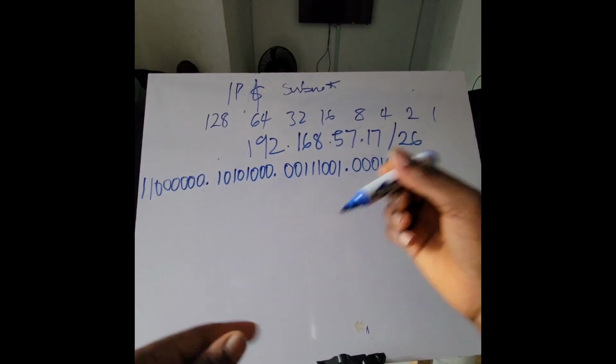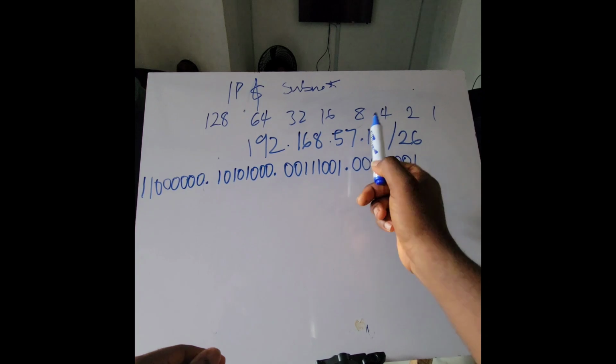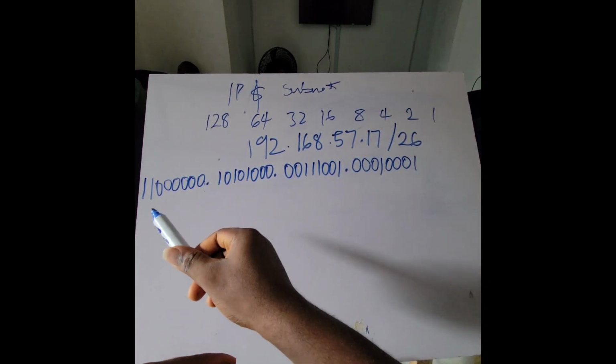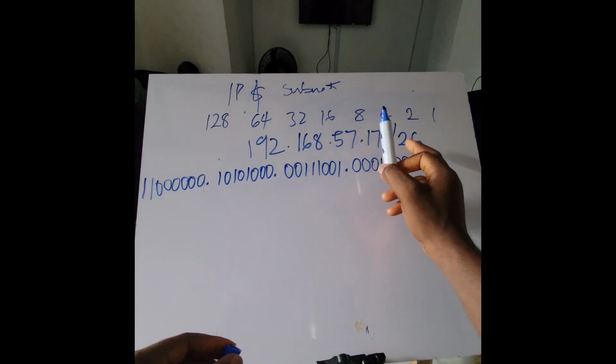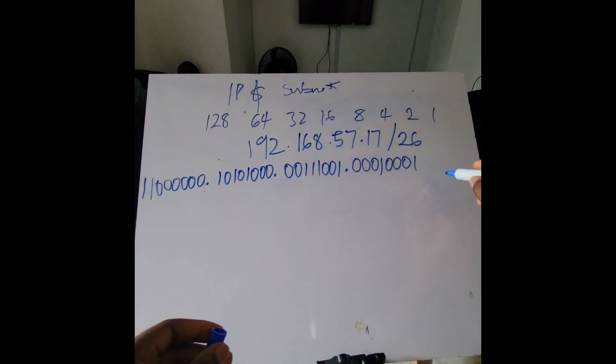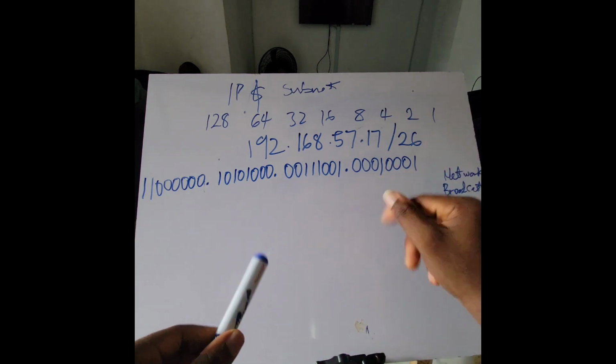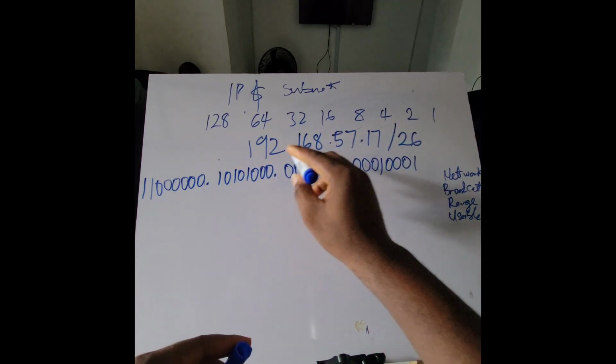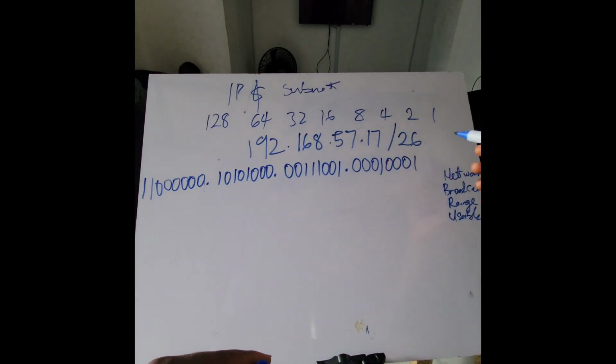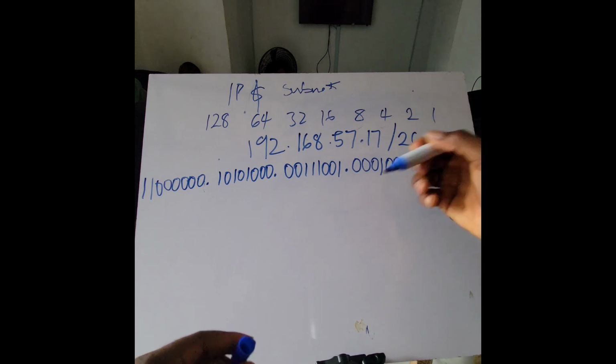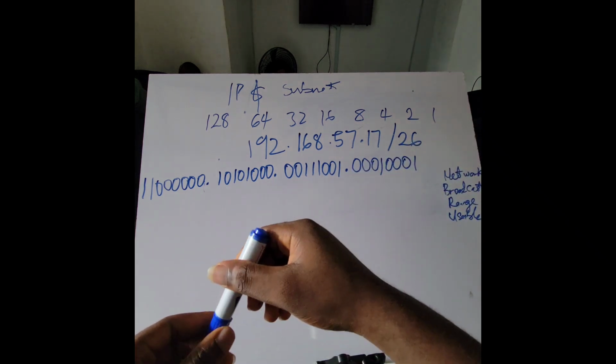So we have 192.168.57.17/26 here, and this is the binary form of it. To calculate this subnet, so that we know the network address, the broadcast, the range, and the usable IP addresses: first, to know the network address, if you add all the 1s and 0s here, it gives you 32. So I subtract 26 from 32, which gives you 6.